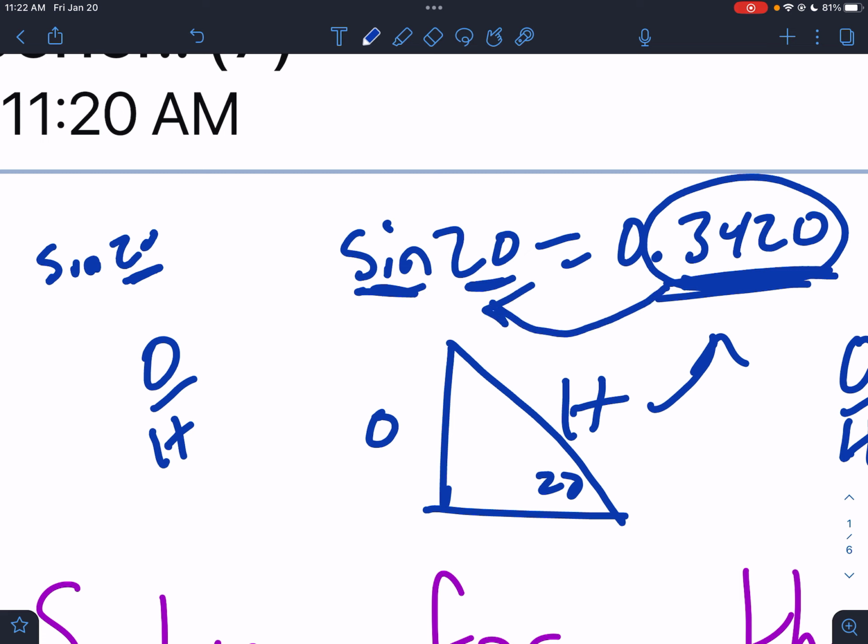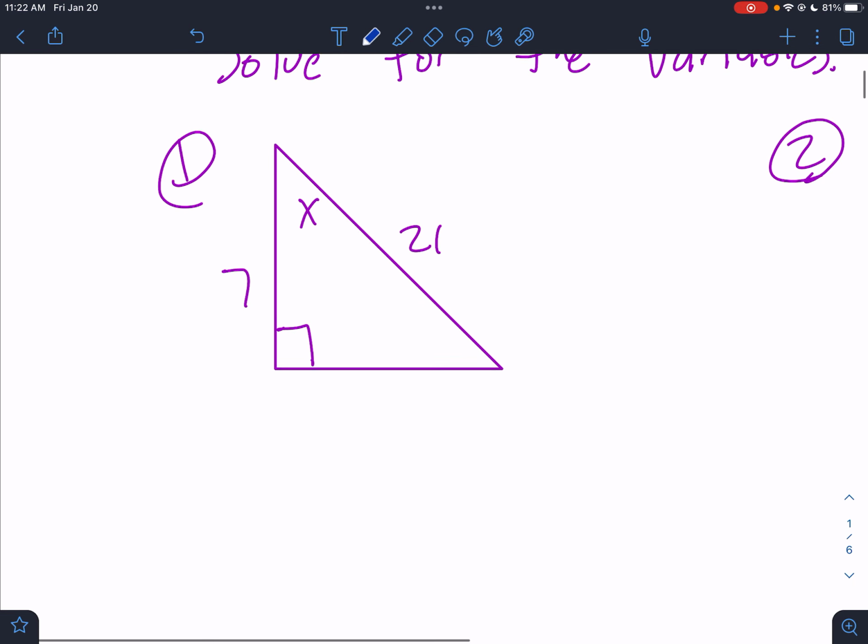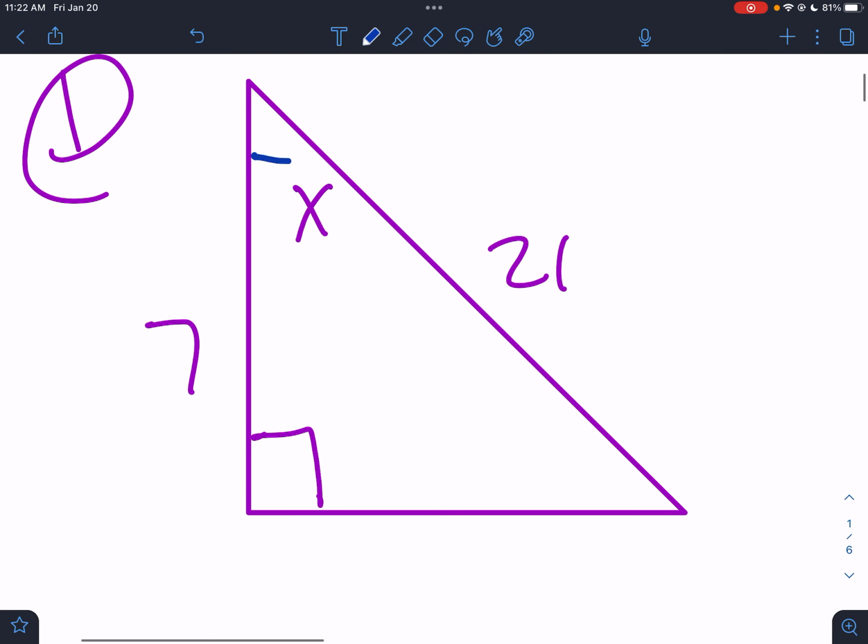So if I do inverse sine of 0.3420, I get like 19.999. That's because I rounded, but it's basically 20 degrees. It knows that has to come from a 20-degree angle. Okay, all that to say is when you see x on an angle, you're doing inverse trig.